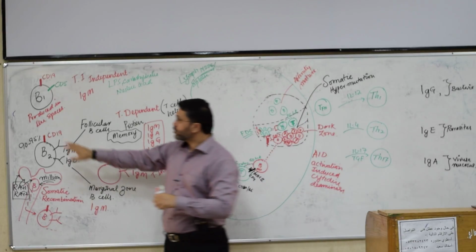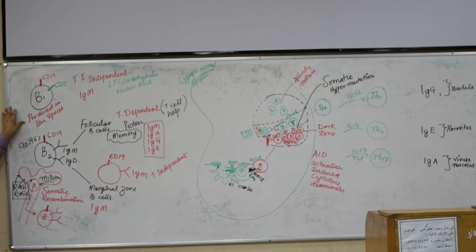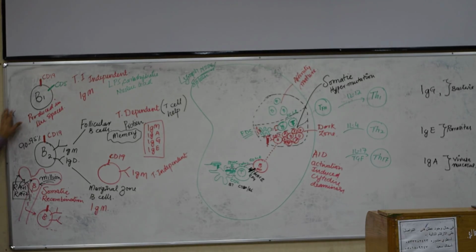In the beginning, these B1 cells are produced in the spaces, pleural space, pericardial space or peritoneal space. B2 cells, follicular and marginal zone, they both are produced in the bone marrow, and they come out as mature cells. This group then goes to the spleen or lymph node follicle. This group goes to the marginal zone of the lymphoid follicles, of the spleen, sorry.